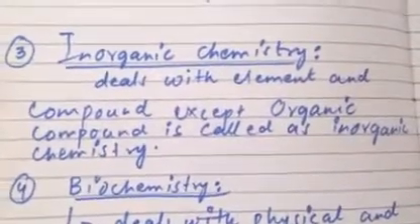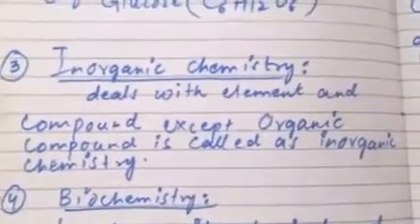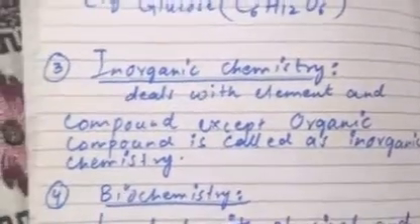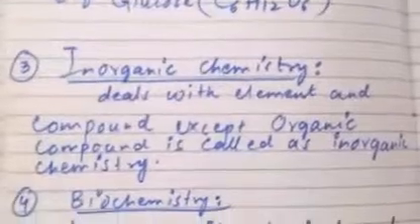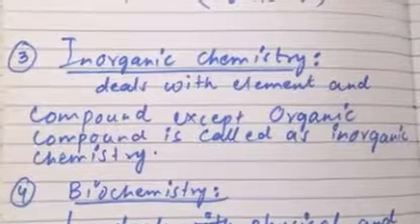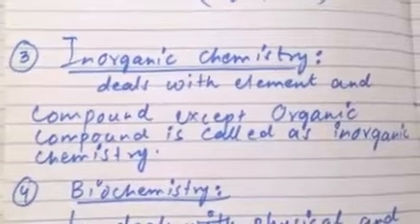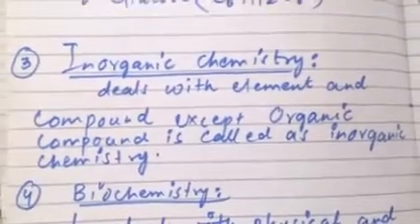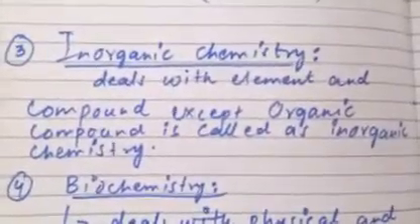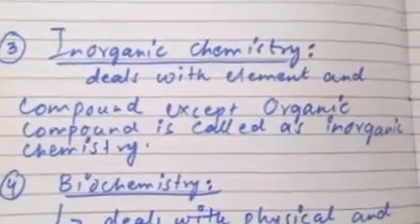The next one is inorganic chemistry. This is the very opposite of organic chemistry. In organic chemistry, we just study the compounds that contain carbon and hydrogen. But in inorganic chemistry, we deal with the elements and compounds except organic compounds. It means except carbon and hydrogen containing compounds, they belong to inorganic chemistry. So simply the elements and compounds that are not organic compounds are studied in inorganic chemistry.